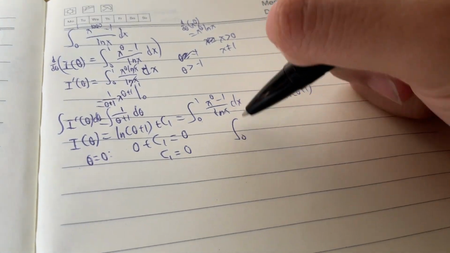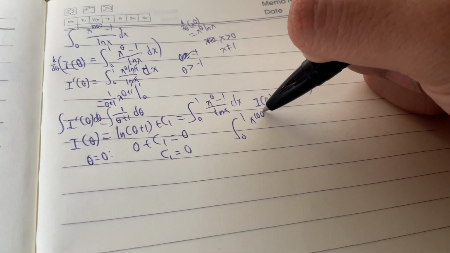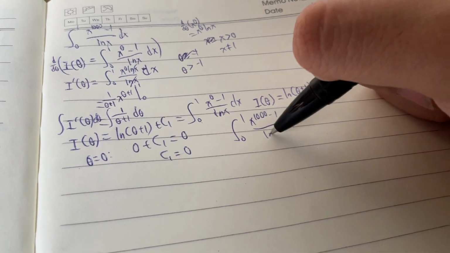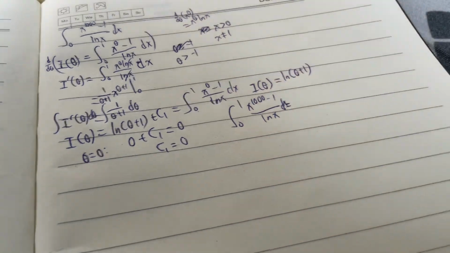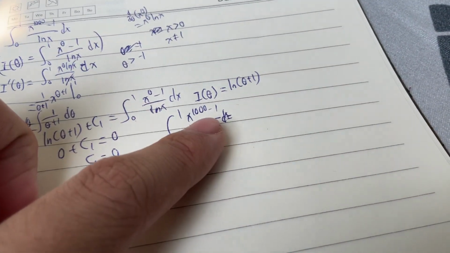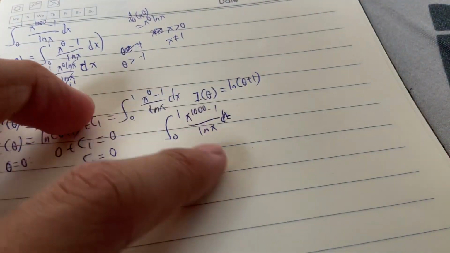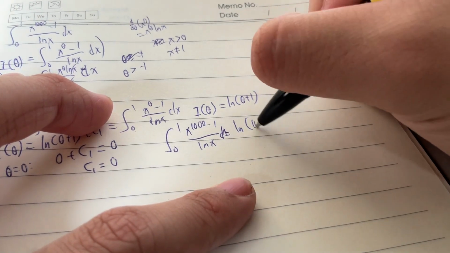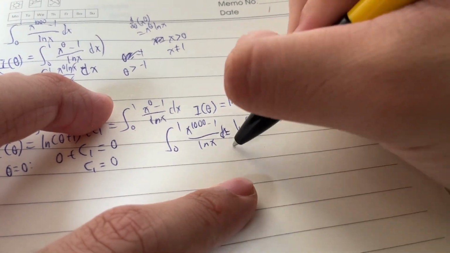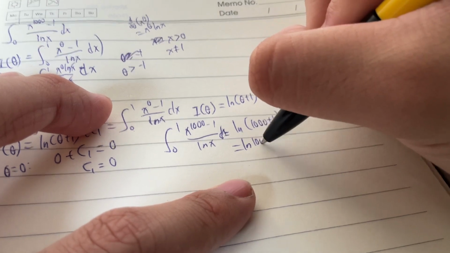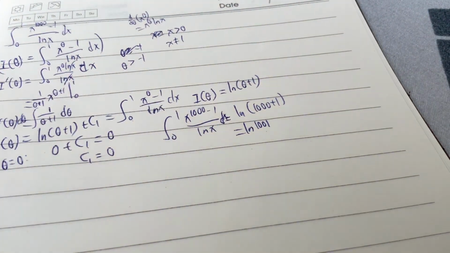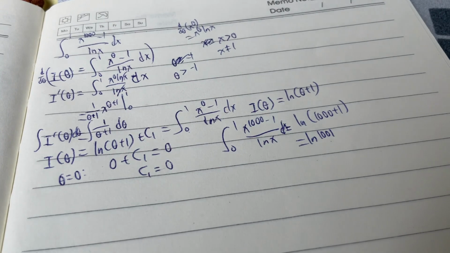That means this integral here, of (x^1000 minus 1) over ln x, is just I of 1000. You see, I of 1000 is just ln of 1000 plus 1, and this is just ln 1001, and that's it. It's really cool, huh?